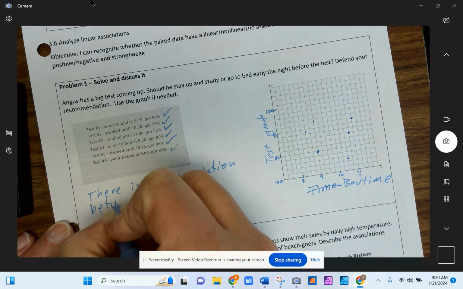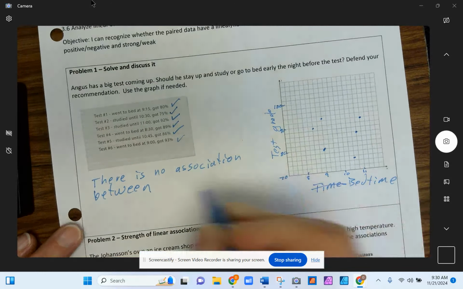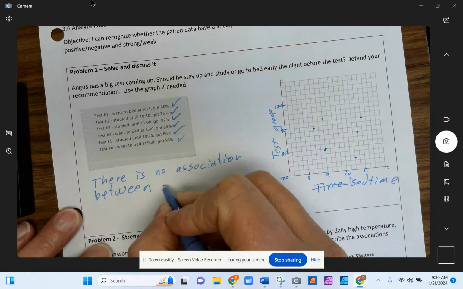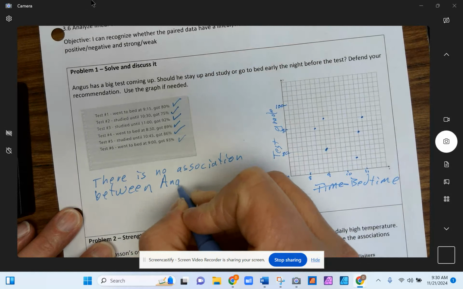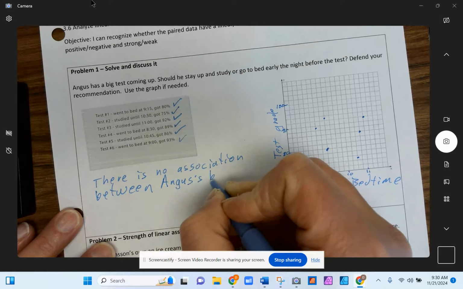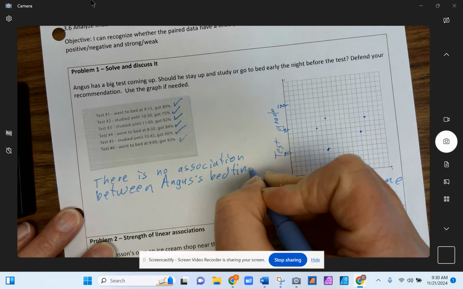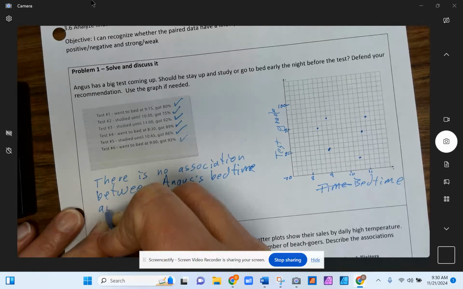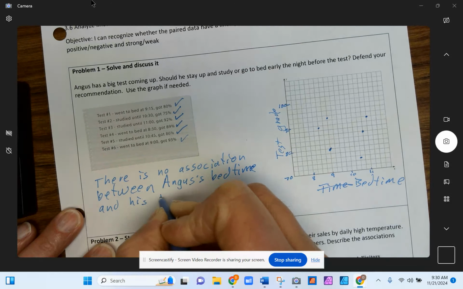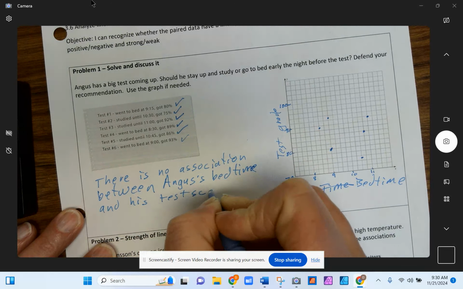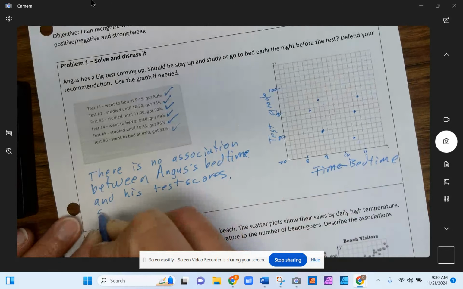So I'll say there's no association between Angus, I should have put somebody's name in here, between Angus's bedtime, it could be different for another kid, and his test scores. So he can go to bed whenever.